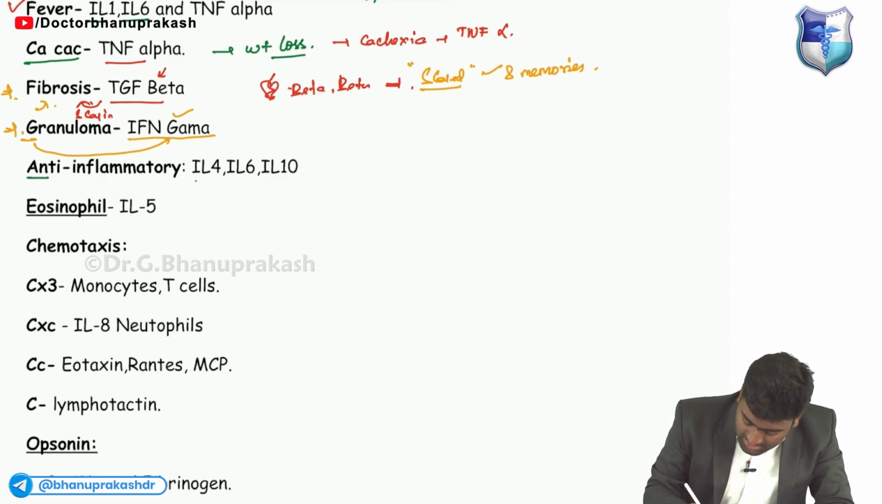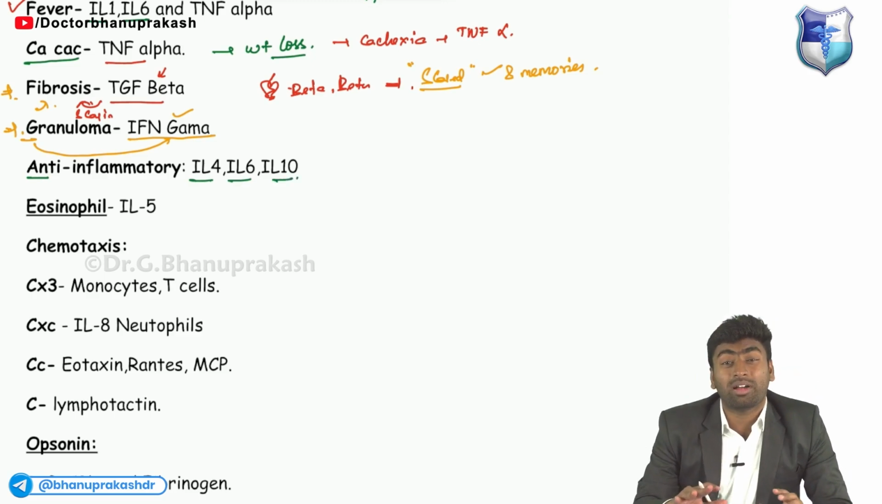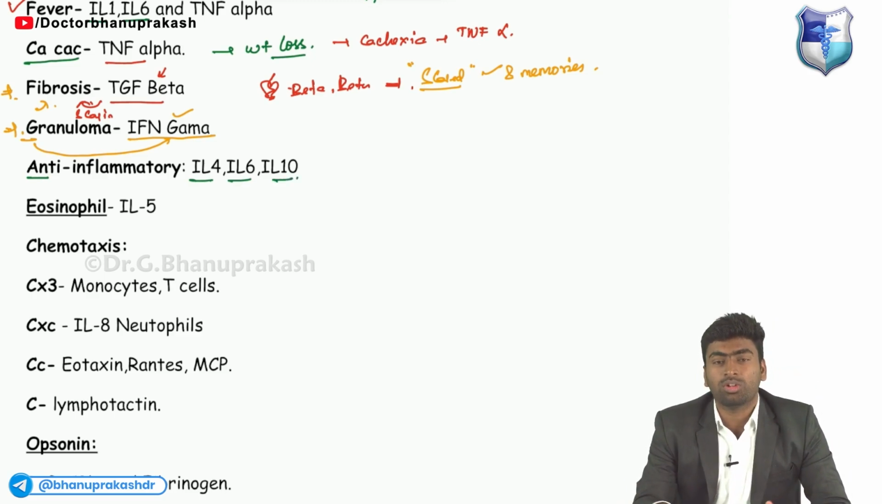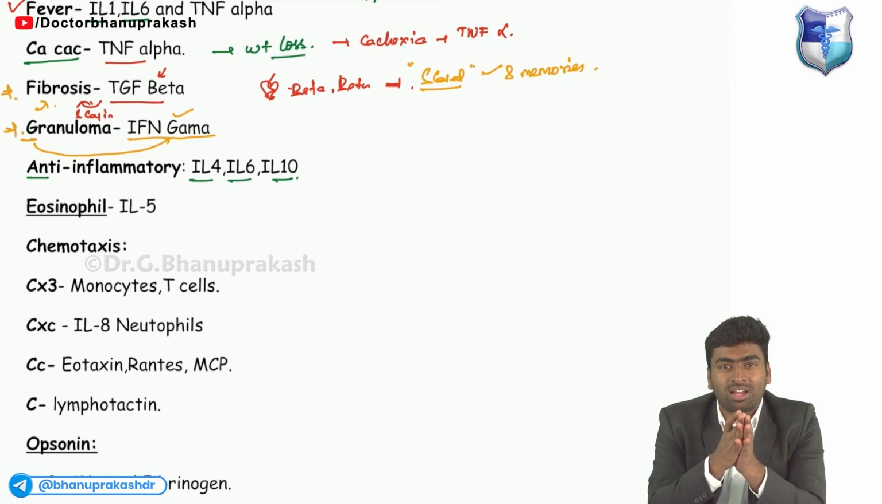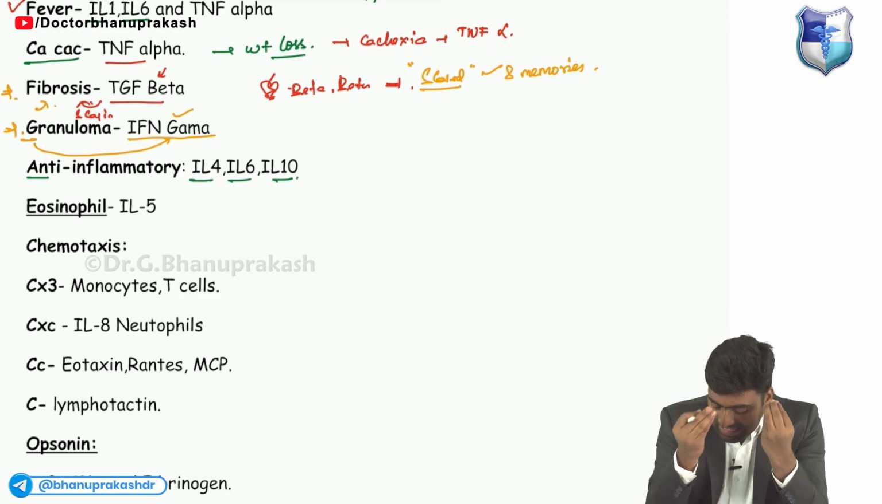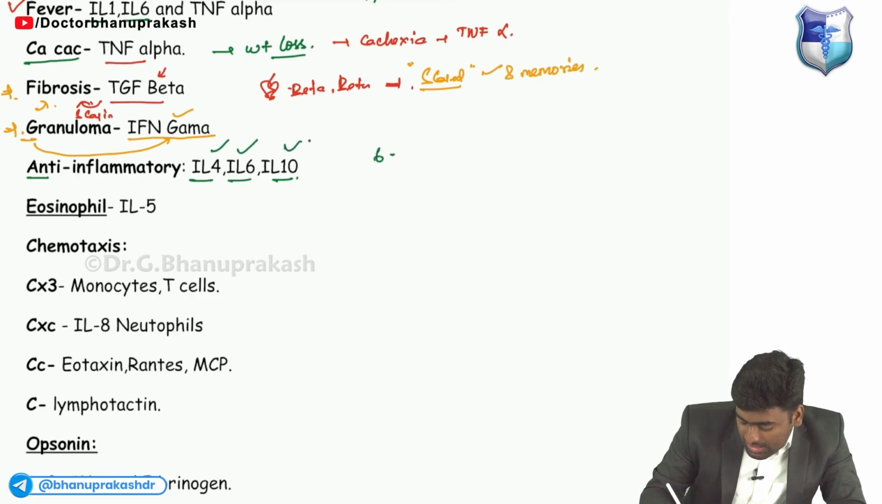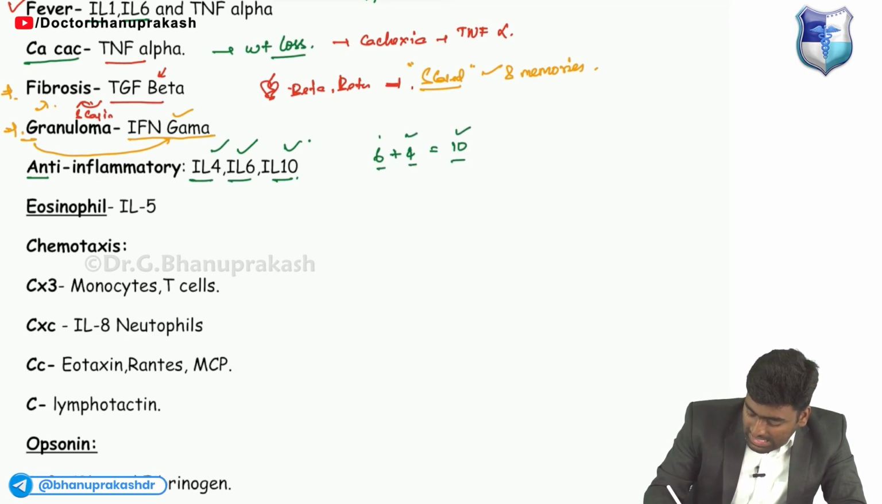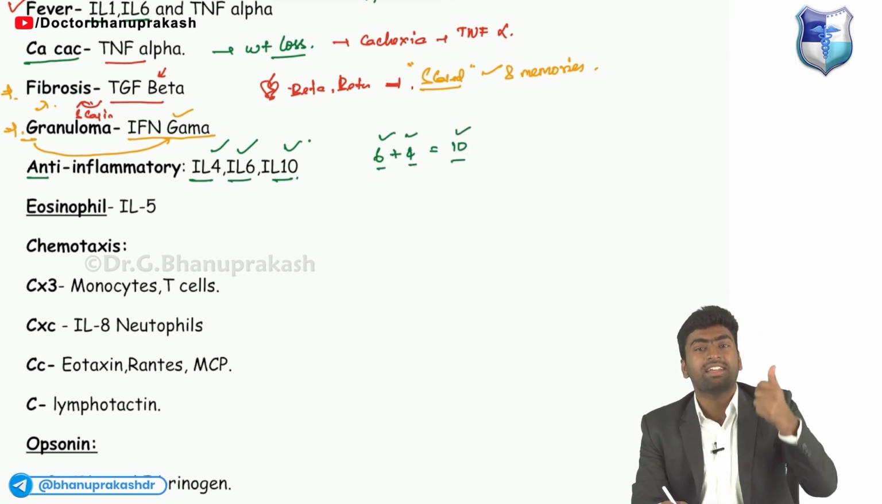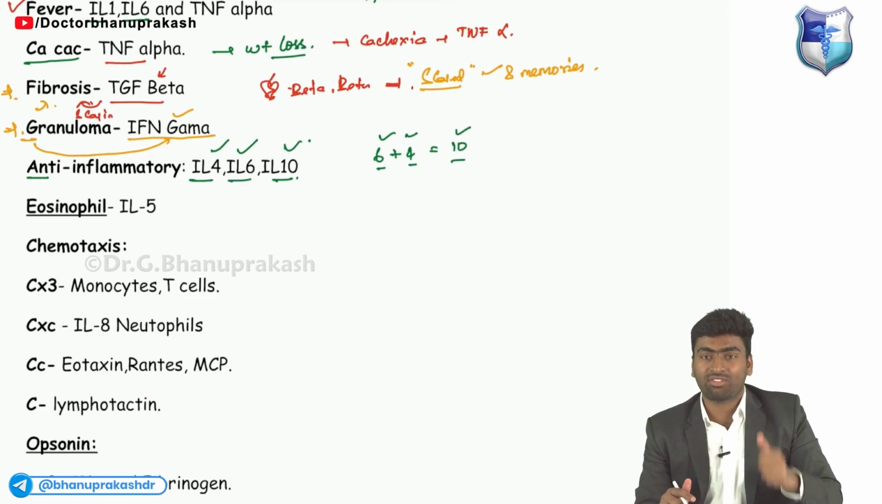And there are a few things, like you cannot eat everything for a very long time, as I told you. So you need to stop this inflammation after a certain point. So there are a few anti-inflammatory cytokines which include interleukin 4, interleukin 6 and interleukin 10. So remember 6 plus 4, it is 10. So all of these three are anti-inflammatory cytokines. So 6, 4, 10, they are anti-inflammatory cytokines.